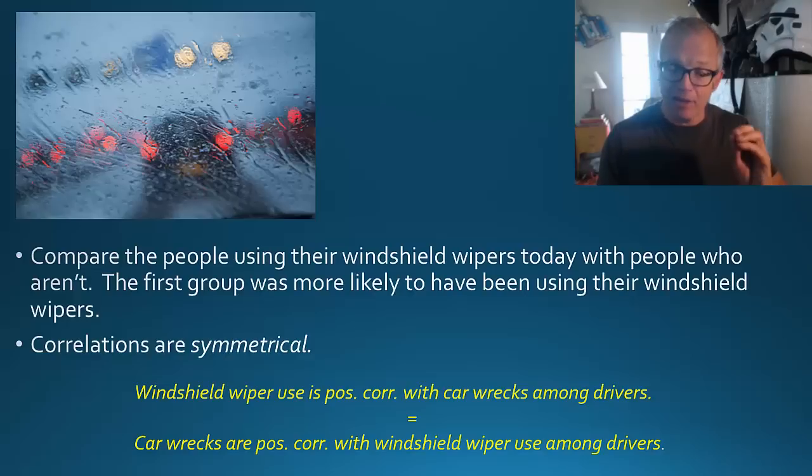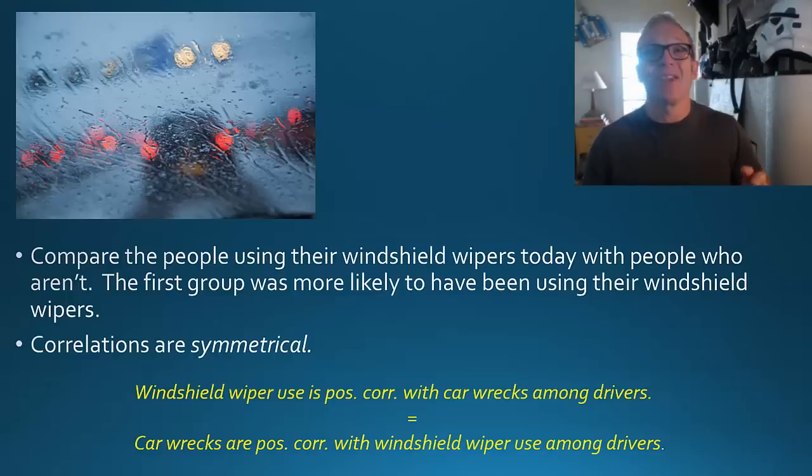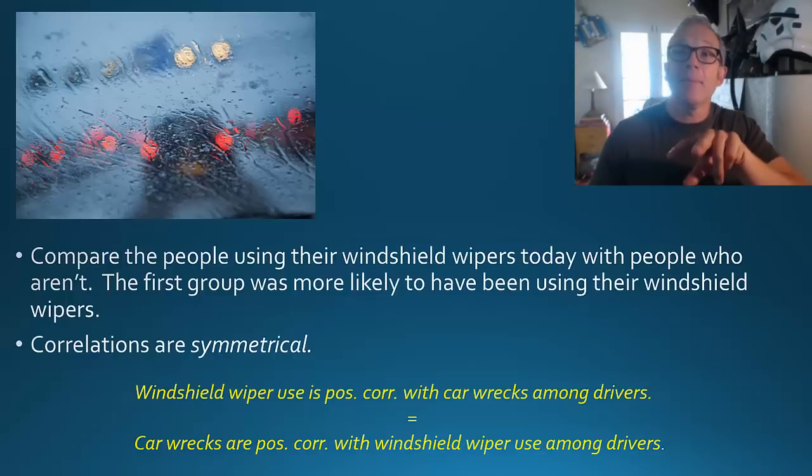So this is like that when the temperature goes up, ice cream consumption and crime go up. When it rains, windshield wiper use goes up and car wreck rates go up. So it turns out then that windshield wiper use and car wrecks are correlated. And these two sentences, the next point I'm trying to make here is that they're symmetrical. Correlation statements can be flipped and they mean the same thing.